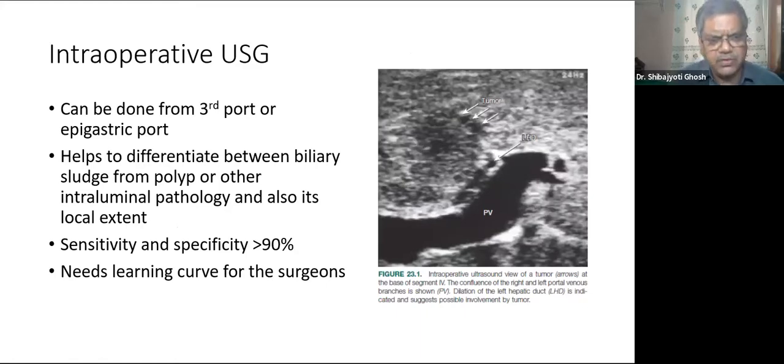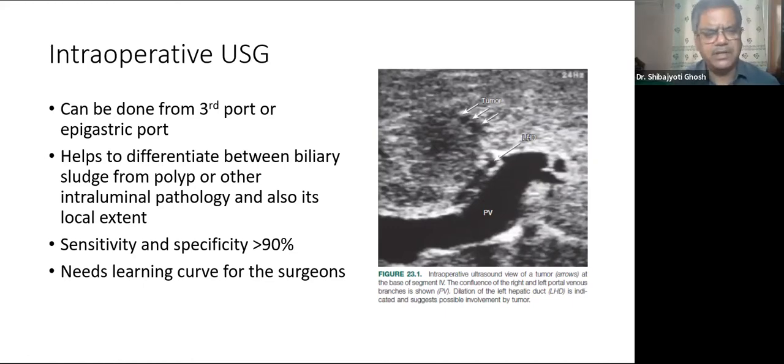Intraoperative ultrasonography is another modality that can be very useful at certain times. However, sometimes it is very difficult. It can be done from the third port or epigastric port. It helps to differentiate biliary sludge from polyp and other intraluminal pathology, and also to assess local extent, and sensitivity and specificity are more than 90%. And it needs a learning curve for the surgeon.